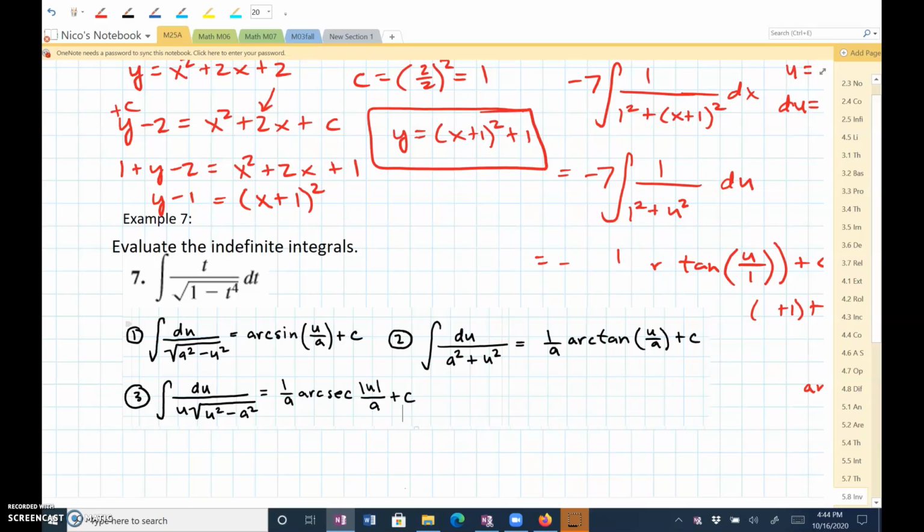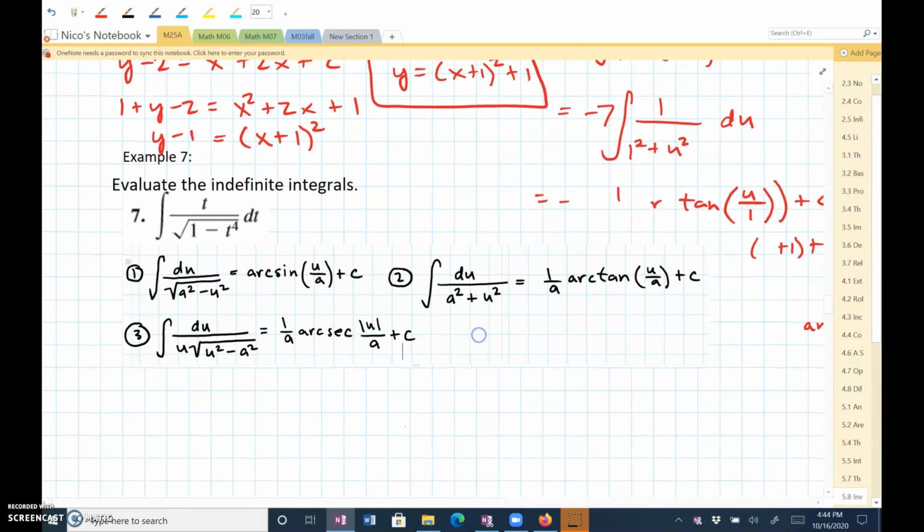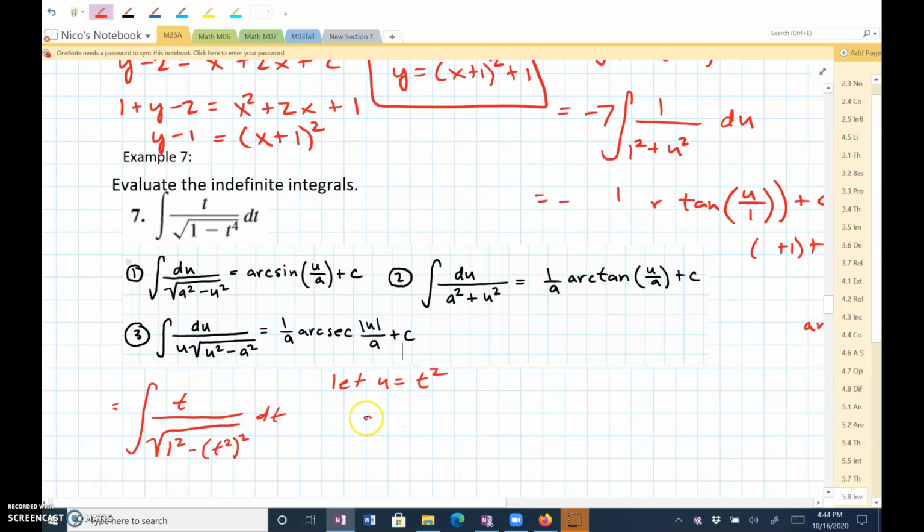Alright, example 7 here. We've got the integral of t over the square root of 1 minus t to the fourth dt. First of all, I'm going to rewrite this as the integral of t all over the square root of 1 squared minus t squared squared dt. Then I'm going to let u equal t squared, where du equals 2t dt.